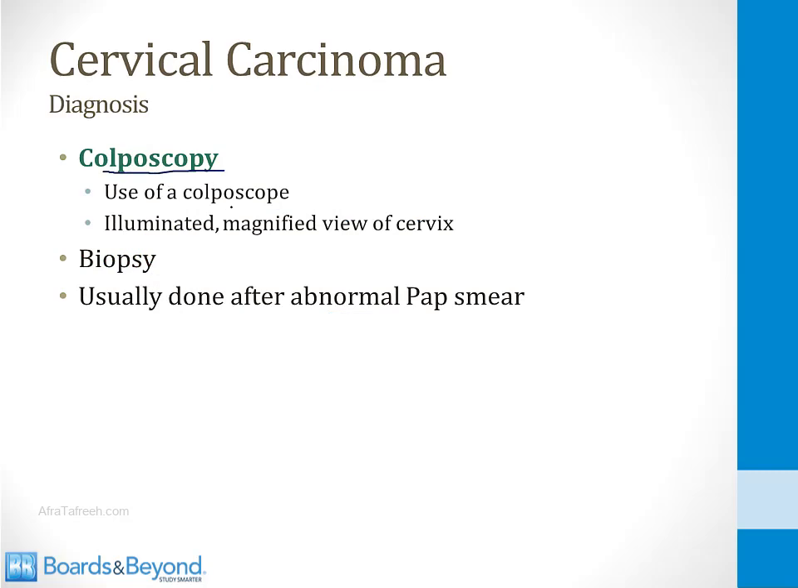Diagnosis of cervical carcinoma involves colposcopy, which you will see on your GYN rotations. This involves using a device called a colposcope, which allows a bright magnified view of the cervix so you can closely inspect the epithelial layer. Biopsy is often done, which is how CIN lesions are identified and carcinoma is identified. And all of these things, colposcopy and biopsy, are usually done to follow up after a woman has had an abnormal pap smear, which is the screening test of choice for cervical carcinoma.